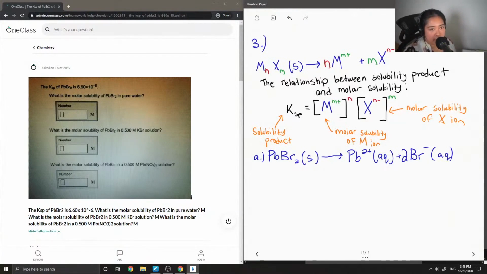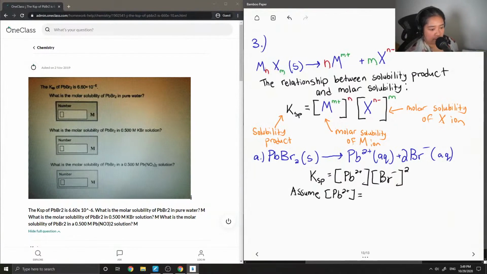And then to write out the Ksp expression, Ksp is equal to the molar solubility of lead 2 plus times the molar solubility of the bromine ion squared. And there's also going to be a 2 in there as well, but I'll show it later on. Basically, we're going to assume that the solubility of the lead ion is equal to S. And we'll also assume that S is also equal to the solubility of the bromine ion.